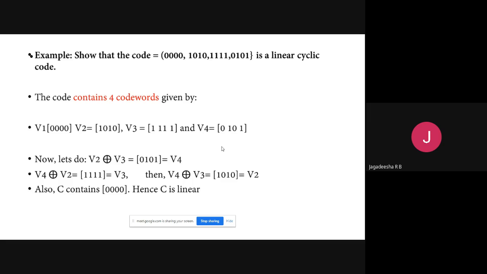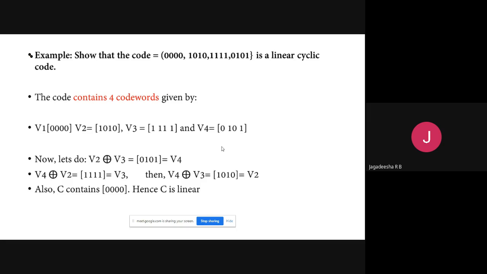What is 0, 1, 0, 1? In the given question, 0, 1, 0, 1 is equal to V4, right? So addition of 2 code words resulted in something that is in the original set itself. Now also we see V4 plus V2. Every bit of V2 and every bit of V4 we are XORing. You get 1111. 1111 is similar to V3, right?